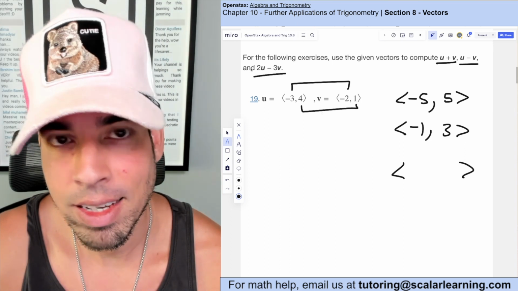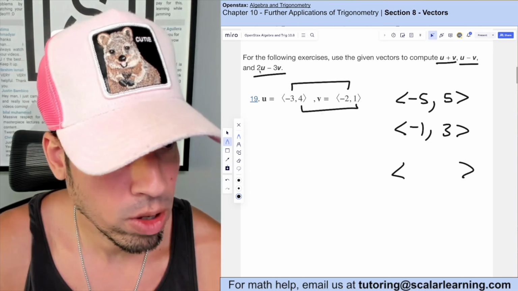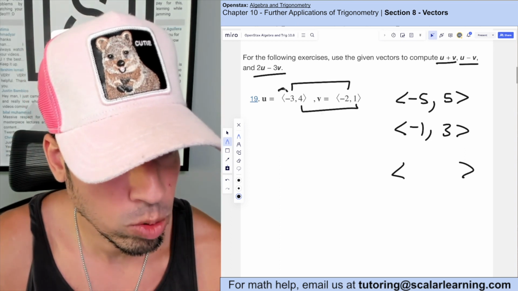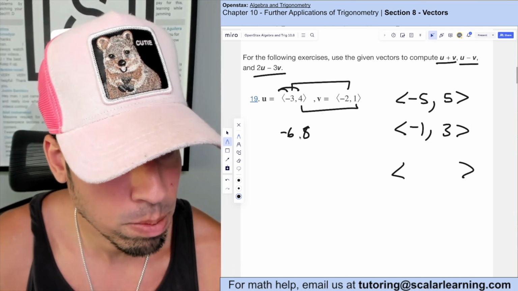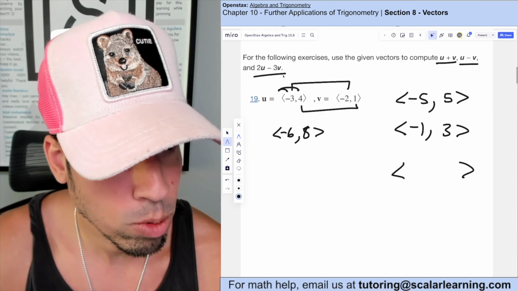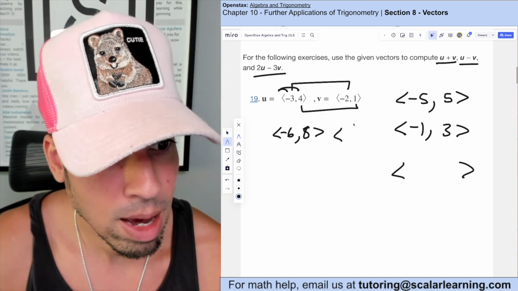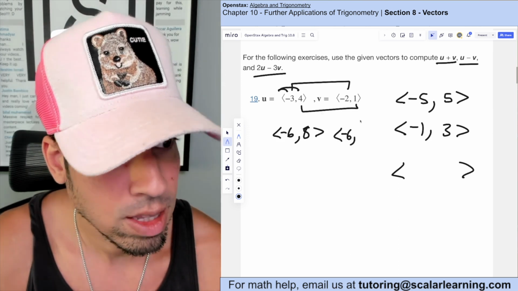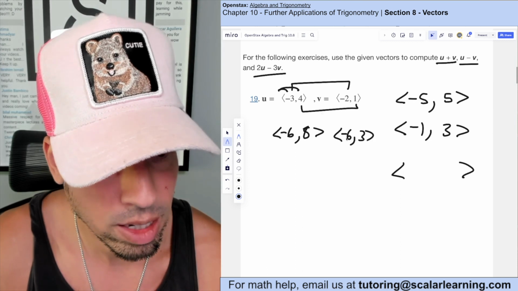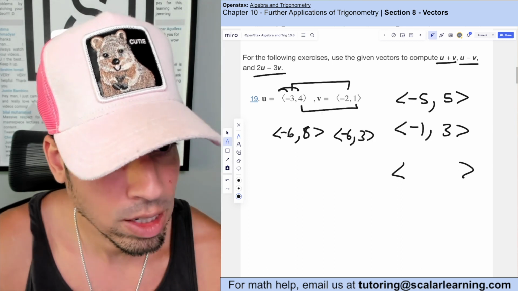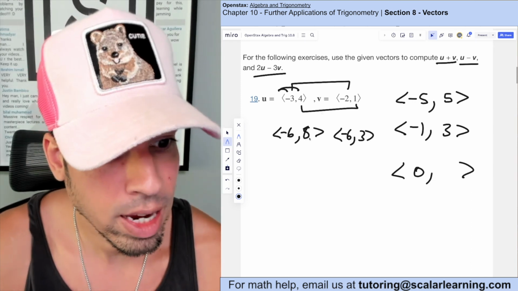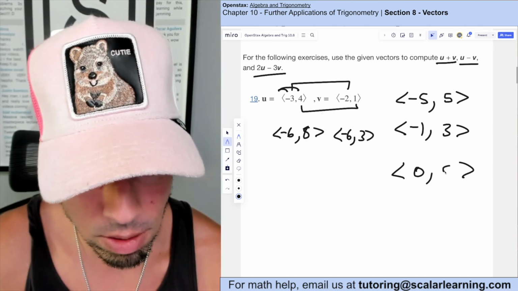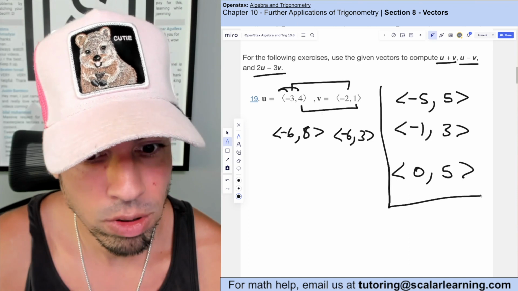And then last but not least, 2u minus 3v. So just like if we had a binomial and we're multiplying it by 2, we distribute. So that becomes negative 6, that becomes positive 8. And then when we multiply the second one by 3, that becomes negative 6, that becomes positive 3. And then, of course, we're subtracting. So negative 6 minus negative 6, that's 0. And then 8 minus 3, that's 5. So these are the three answers.